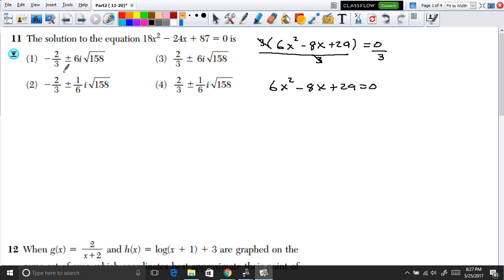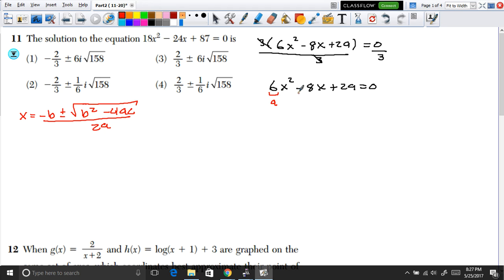let's look at the options here. We have options 1 through 4. They all talk about plus or minus, they all have square roots, and they all have complex numbers. Because we have that, that's kind of an indicator that we have to use the quadratic formula. If you remember from your previous class, maybe Algebra 1, the quadratic formula looks something like this: x equals negative b plus or minus the square root of b squared minus 4ac, all over 2a.